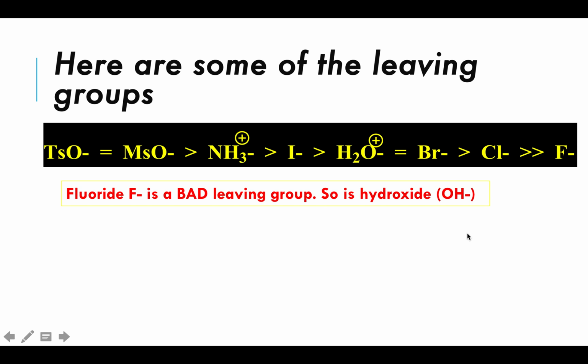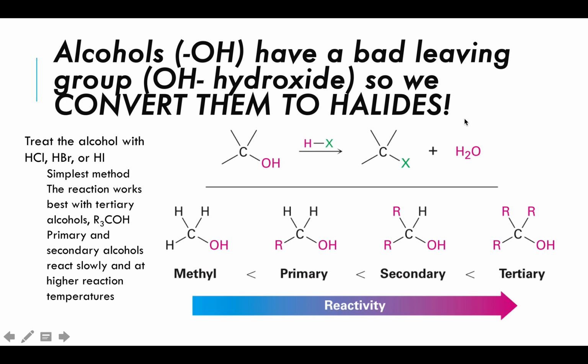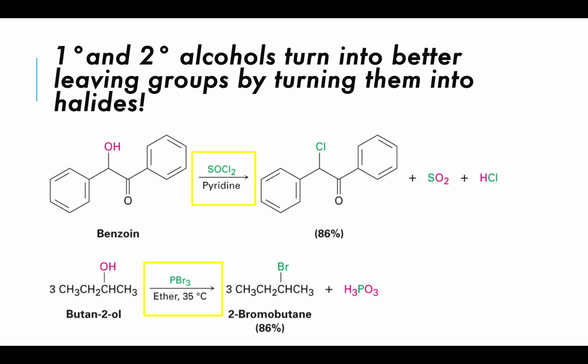There are two things you have to look out for in leaving groups. One is fluoride. So fluoride is a very bad leaving group. That's why fluorinated substances are very stable, like Teflon. Another very bad leaving group is the hydroxide leaving group. So the hydroxide leaving group comes from an alcohol. That's why, prior to this, I already showed you guys that alcohols could be reacted and turned into alkyl halides. So tertiary alcohols with HX, secondary alcohols with SOCl2 or PBr3 to turn it either to a chlorine or to a bromine.